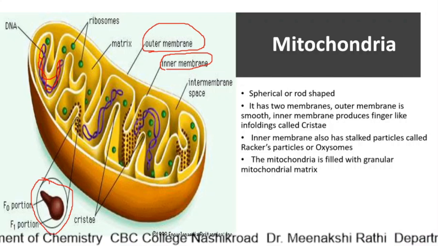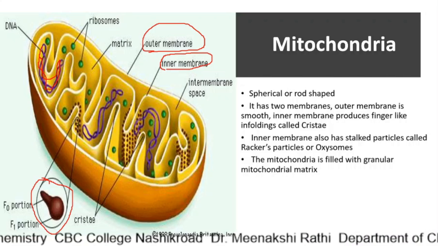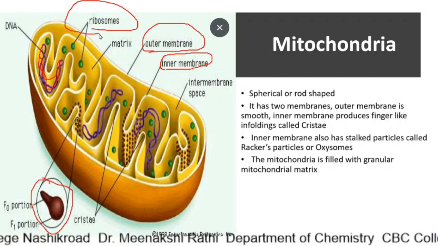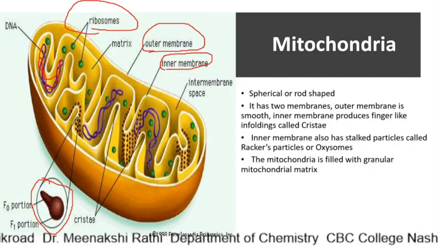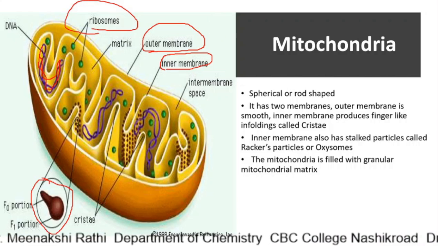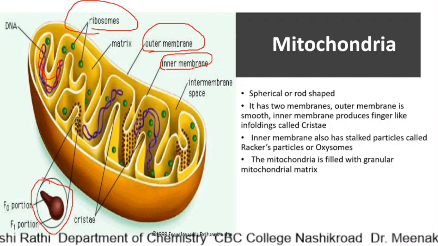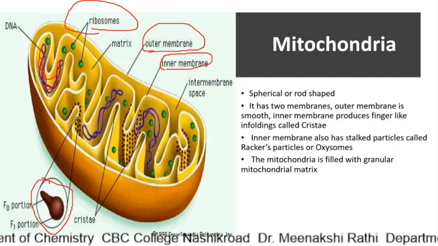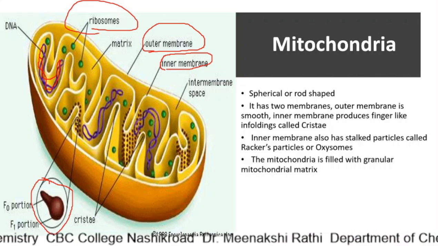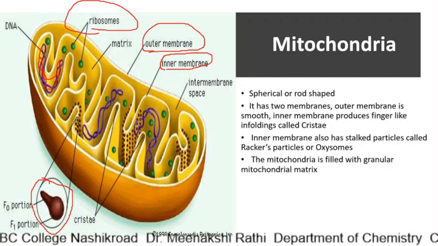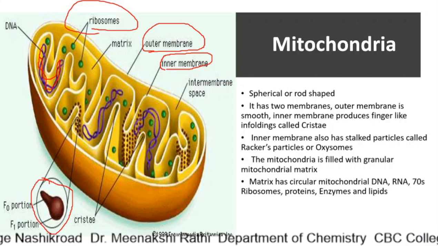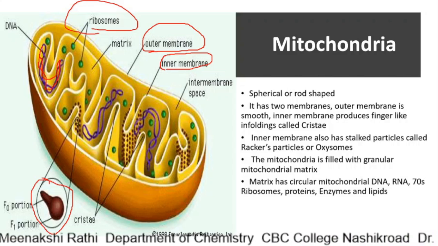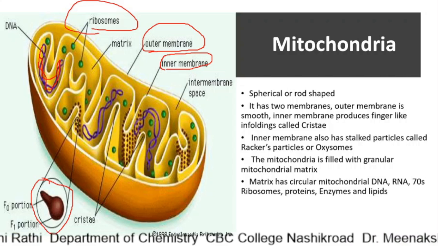Since mitochondria have their own DNA, transfer RNA, RNA polymerase, as well as ribosomes, amino acids, etc., they are considered semi-autonomous. They can perform their own function. They can generate their own energy and store energy. Now, as I told you, matrix has circular mitochondrial DNA, RNA, and it is semi-autonomous in nature.